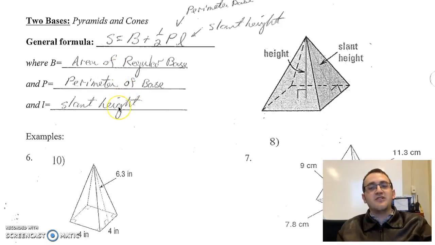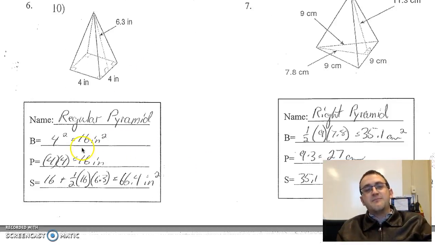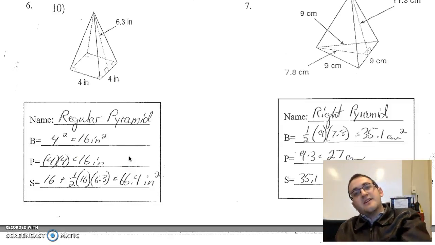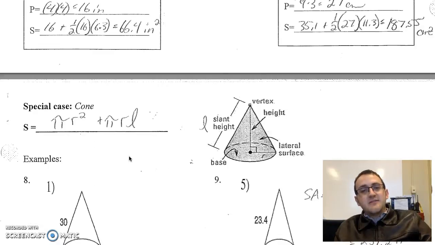So it's always good to start by thinking about one piece at a time. Area of a base, find a perimeter, find a slant height. So that way you find all the variables that you need to plug into the formula.